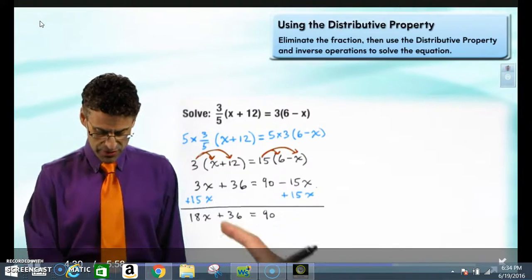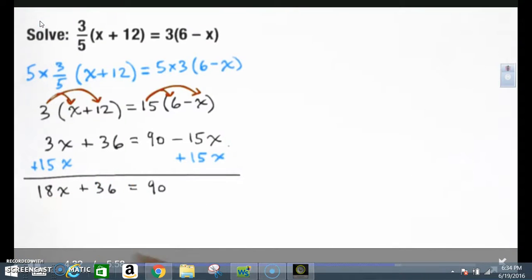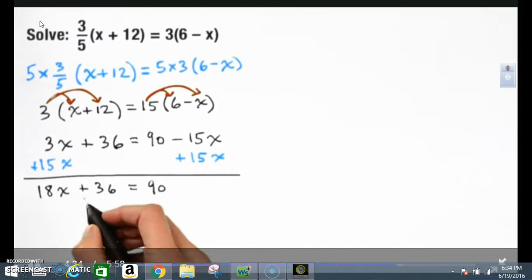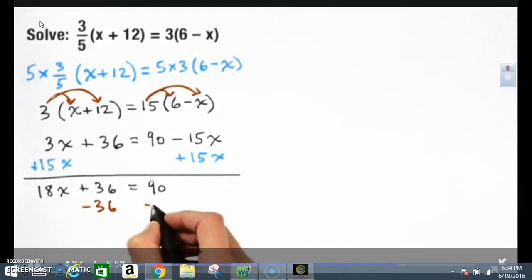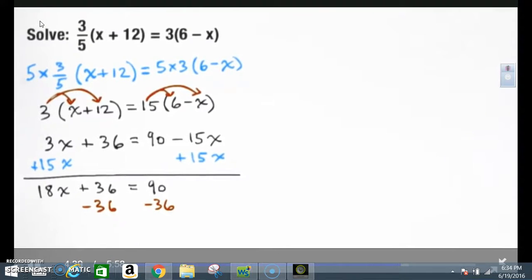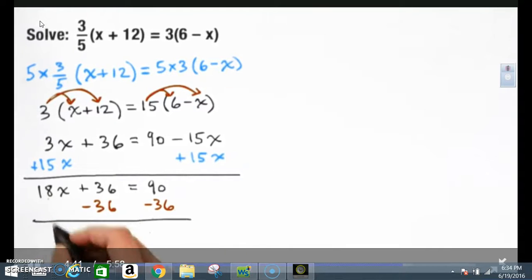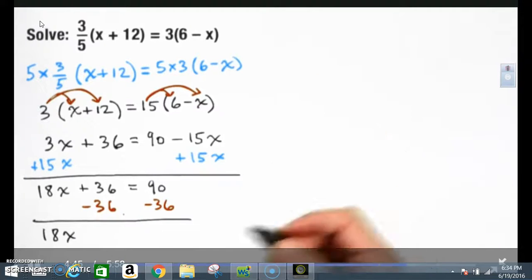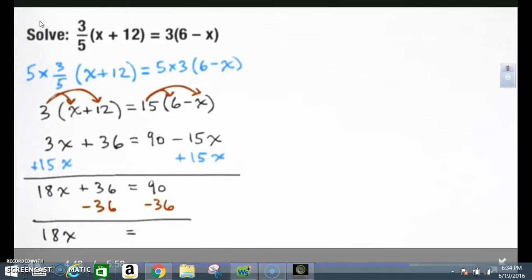Now I want to undo the addition of 36 because I just want x's alone. So now I'm going to undo that by subtracting 36 from both sides. And what happens when I do that? Well, let's see. Here I have 18x, but now I have 36 minus 36, so that is equal to 0. And then here I have 90 minus 36, and 90 minus 36 is 54. Great. Well, now you know what we have to do. I want to undo the multiplication of 18 by x, and so I'll just divide both sides by 18.